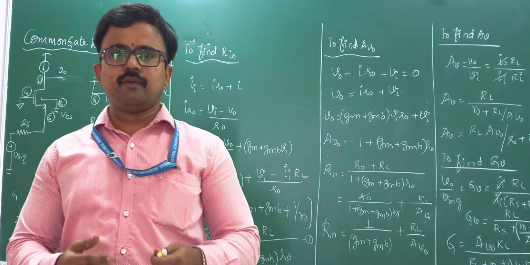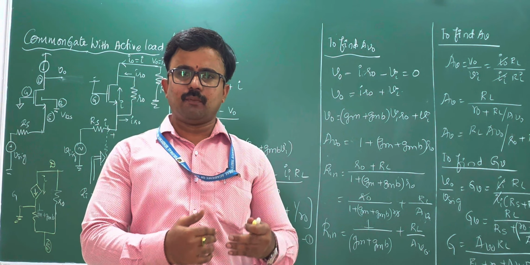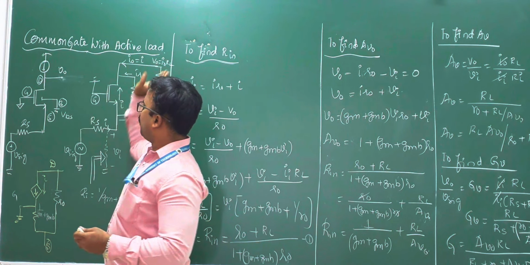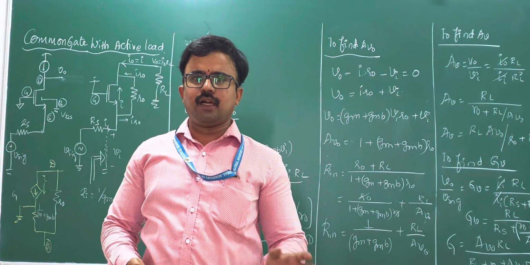In today's class, we'll continue the discrete amplifier, another set of discrete amplifier known as common gate. So far, in the previous sessions, we have understood the working functionality of a common source amplifier. Now, the common gate amplifier with active load will be considered. In the previous module, we have studied common gate amplifier with a passive load. Now an active load is considered.